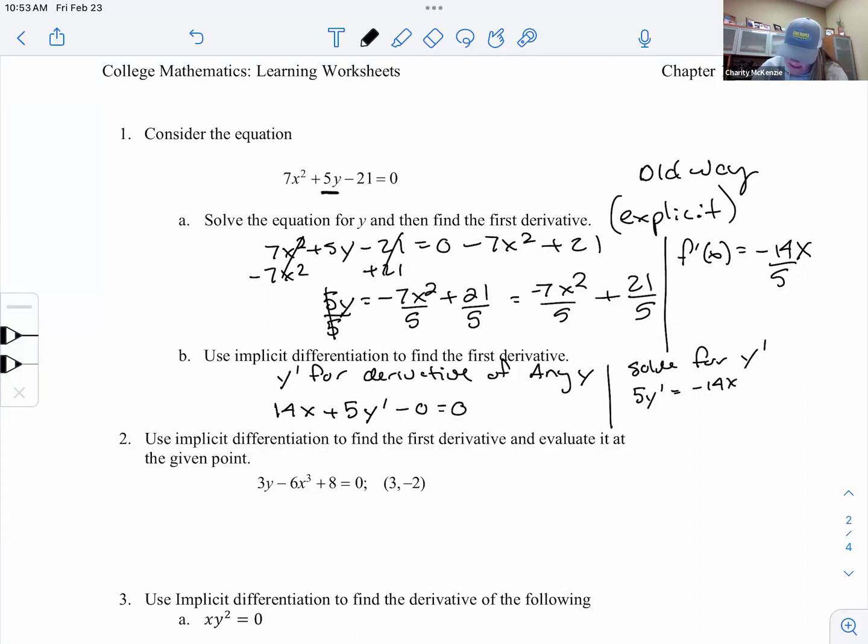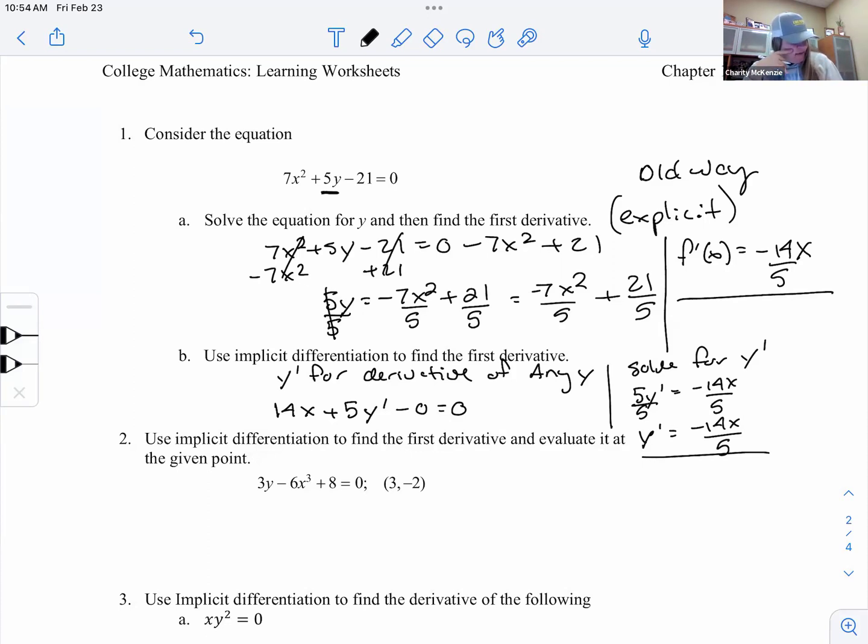And then I need to divide by 5. And our y prime is equal to negative 14x over 5. So these are the same answers, just done a little bit different. Okay. So old way, new way.